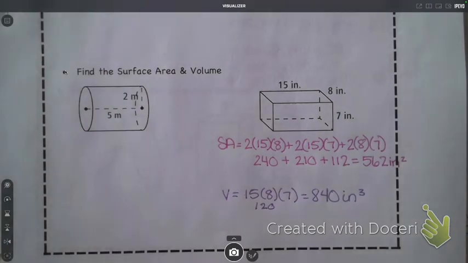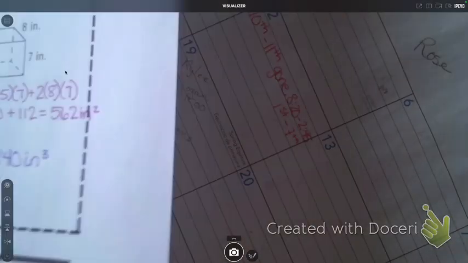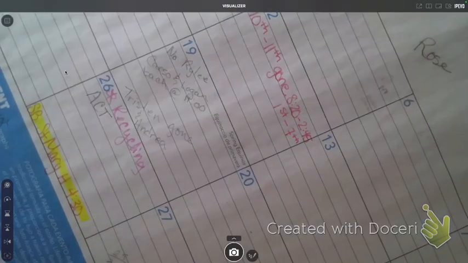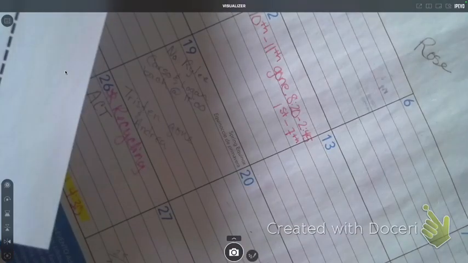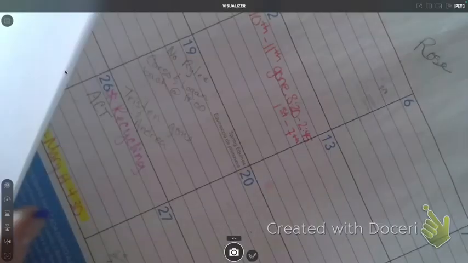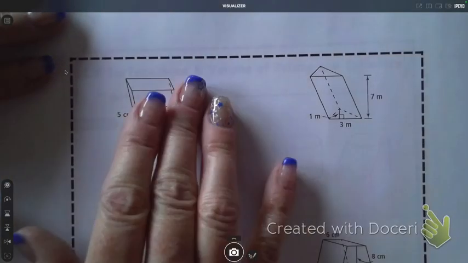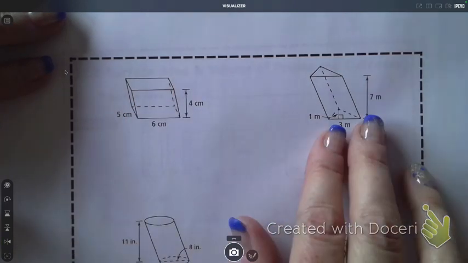Okay, so we're going to go to the back. We're going to start with what shape on the back? The trapezoid. We've already done a rectangular. Isn't this the same as a rectangular? Yeah, because it's a parallelogram. This is the same as a triangle, yes? It's just tilted.